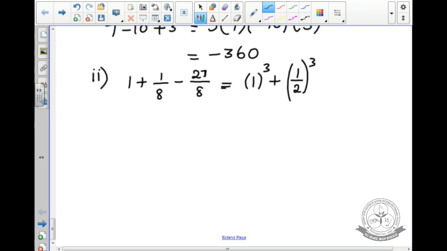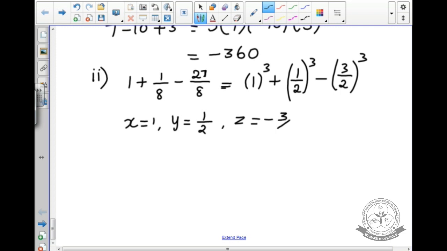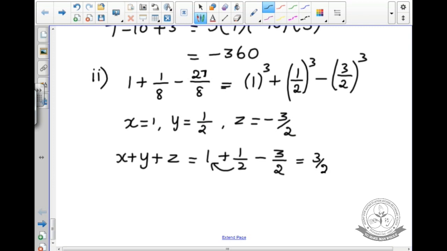Then minus 27 by 8 is equal to minus 3 by 2 whole cube, since 3 cube is 27. So x is equal to 1, y is equal to 1 by 2 and z is equal to minus 3 by 2. Now we are going to check the x plus y plus z value. That means 1 plus 1 by 2 minus 3 by 2. We know that 1 plus 1 by 2 is equal to 3 by 2. So 3 by 2 minus 3 by 2, we will get 0.